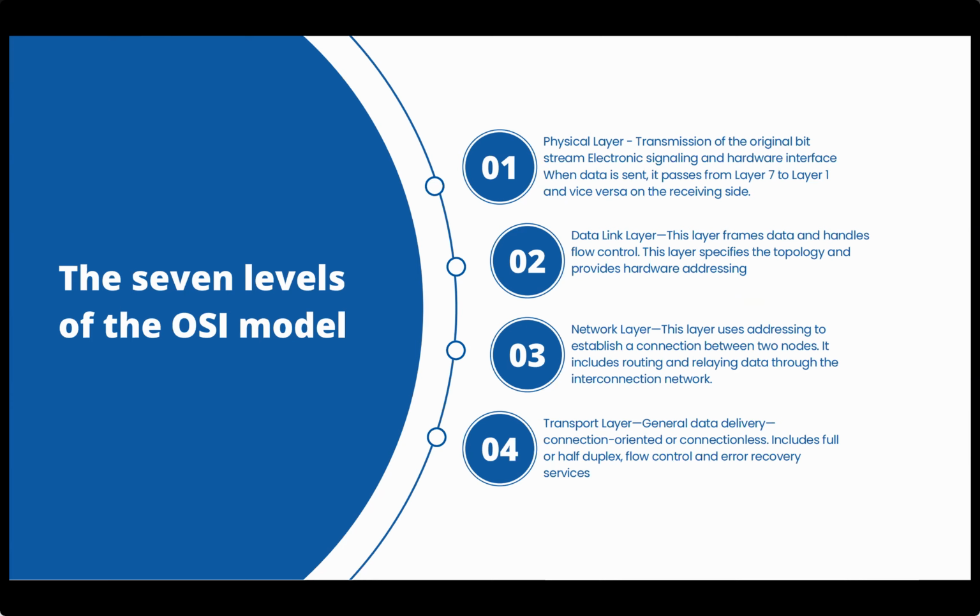Layer 3 is the network layer. This layer deals with routing and forwarding data packets across different networks. It's responsible for finding the most efficient path for data to travel.